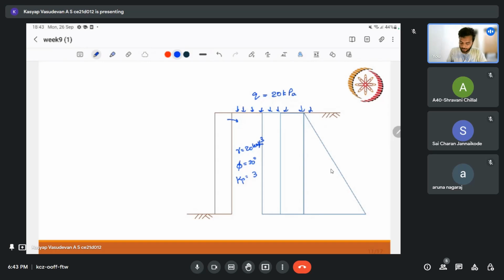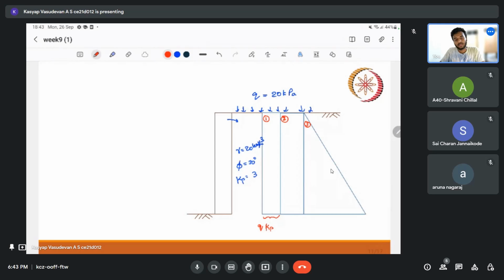So this is the earth pressure profile. Let us divide this into 3 figures. The first component is contributed by the surcharge, so that will be q Kp. The second component is because of the cohesion.